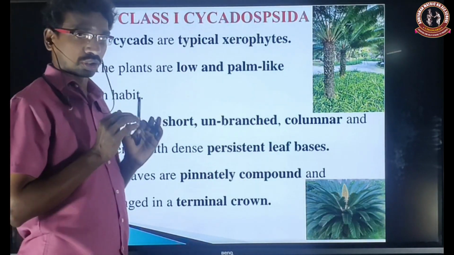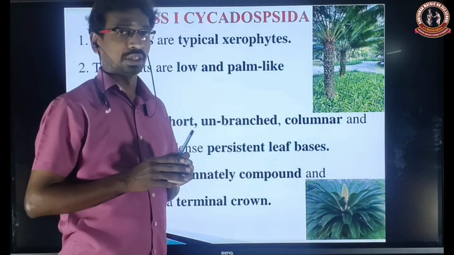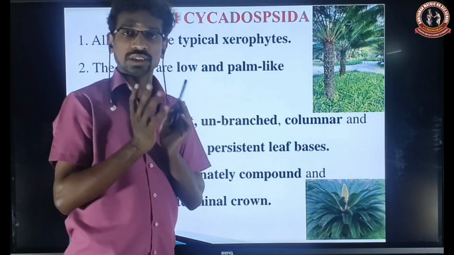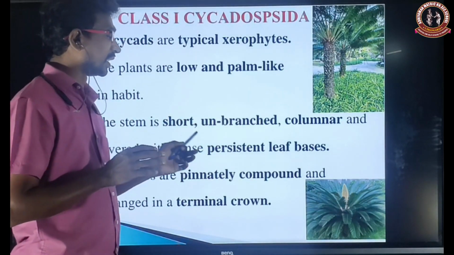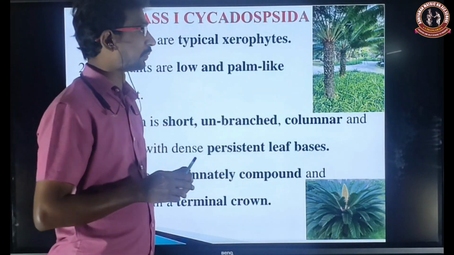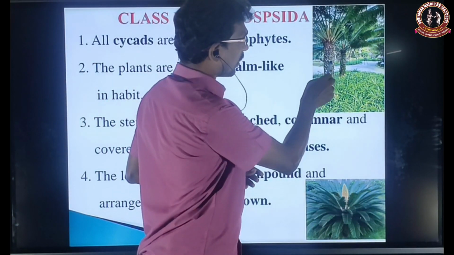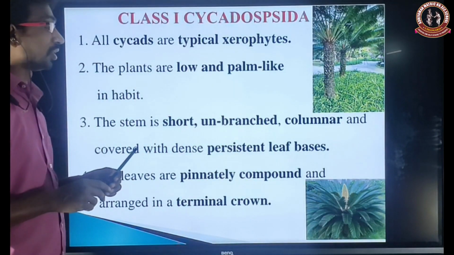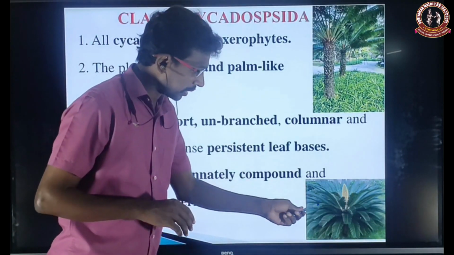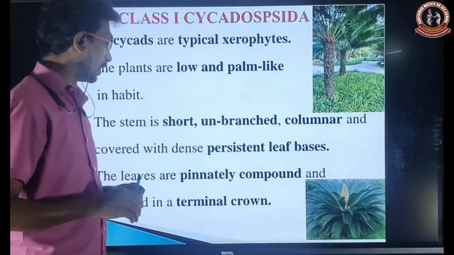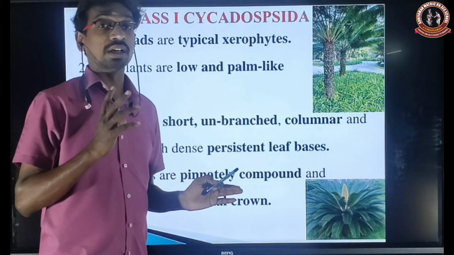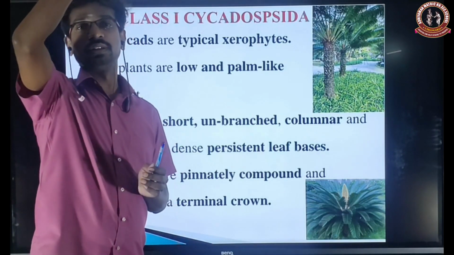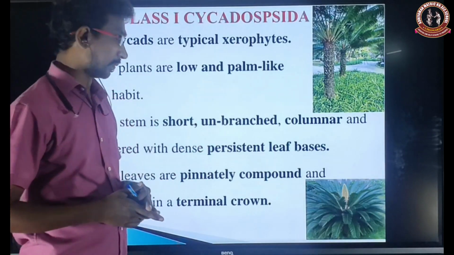The stem is short, unbranched, so all this group is unbranched. Columnar, that means more or less circular, columnar, and covered with dense, persistent leaf bases. You see that, there are persistent leaf bases present in the stem region. The leaves are pinnately compound and arranged in a terminal crown-like structure. In the head region, they are arranged spirally and look like a crown.